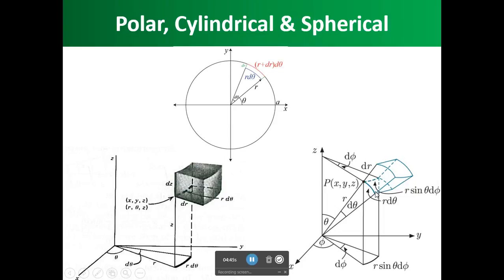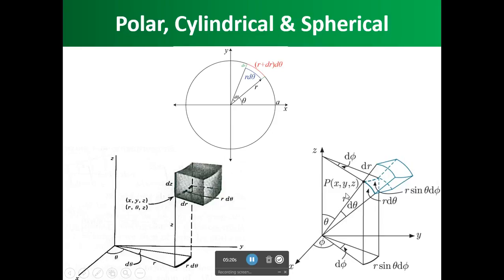We already defined dr, and we already defined r d theta. It's the same thing, it's just moved up here, showing you where the z comes in. So we have now r times the sine of theta d phi.